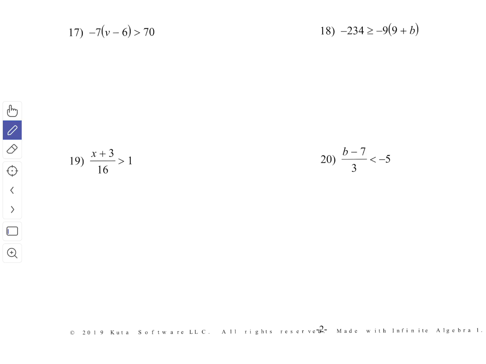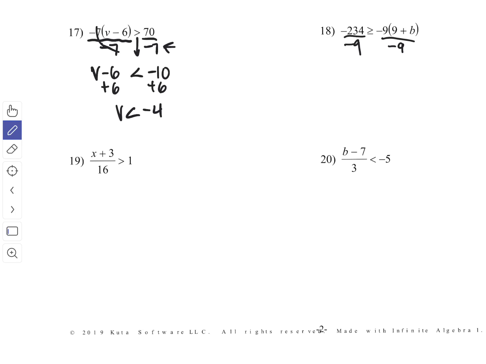Now, number 17 and 18 we can do two different ways. Because the whole thing is being multiplied on the left side, I could start out by dividing by negative 7. That would change my inequality because now I divided by a negative 7. That would eliminate those, and I'd be left with v minus 6. Add 6, and I'd get v is less than negative 4. So again, we could start out by division in this case, and that's only because of the way that it's set up.